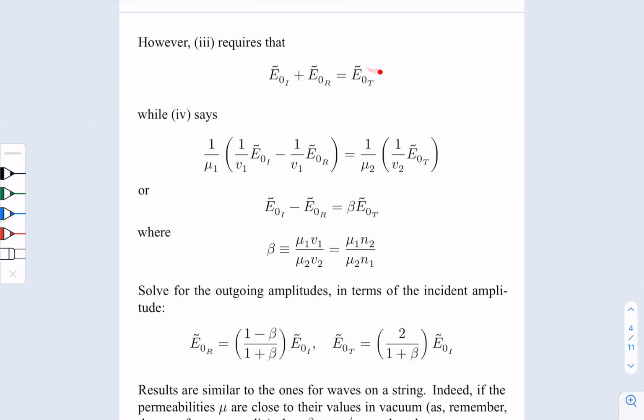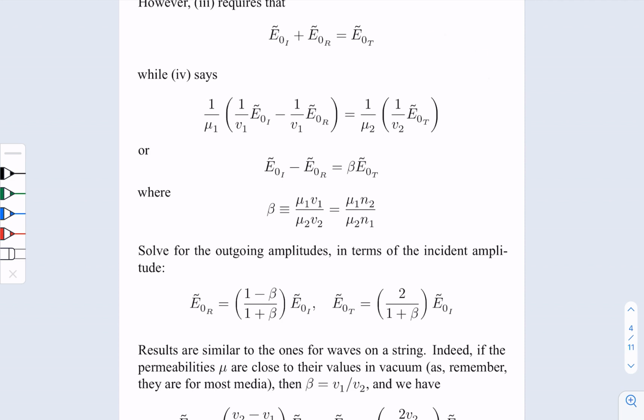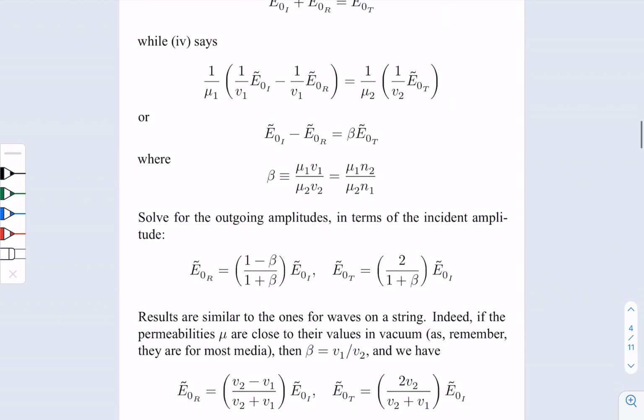Now, the first equation gives us a relationship between the E. The fourth one gives us a relationship between the B field. Now we can re-express the relationship of B field in terms of E fields. We can simply combine these two and solve for this ER and ET. So the final result is over here. And here this beta is simply a convenient definition of this mu1 v1 over mu2 v2.